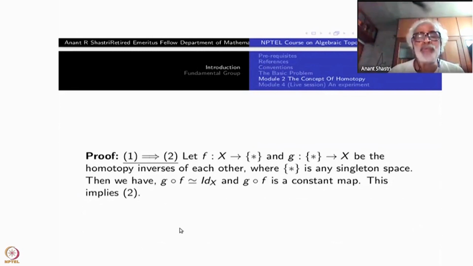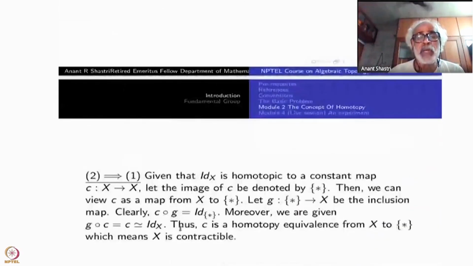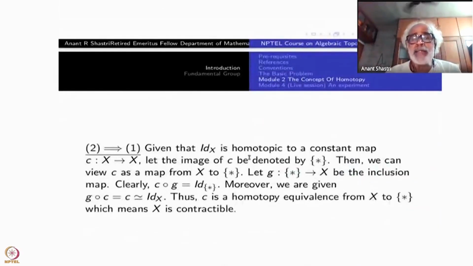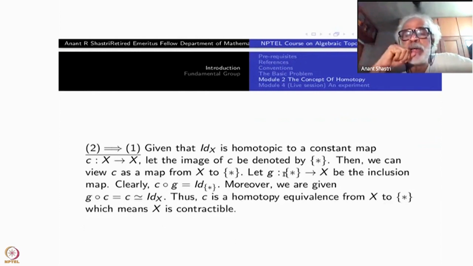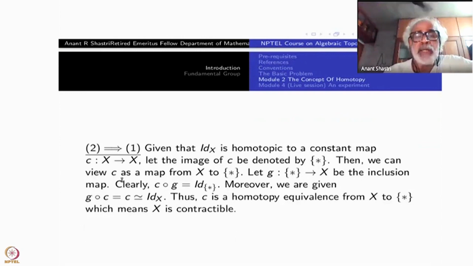Now let us prove 2 implies 1. Reverse. Reversing is also very easy here. Okay, given that identity is homotopic to a constant map, let us call that constant map C. It is a map from X to X because it is homotopic to identity. The image of C is a single point. So let us call that Y. Then we can view C as a map from X to a single point, because the image is a single point after all.